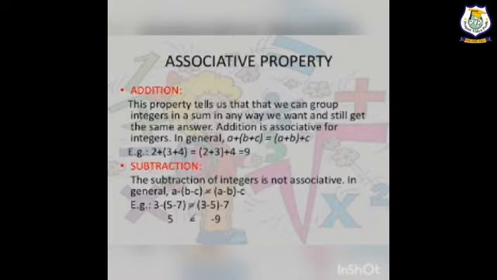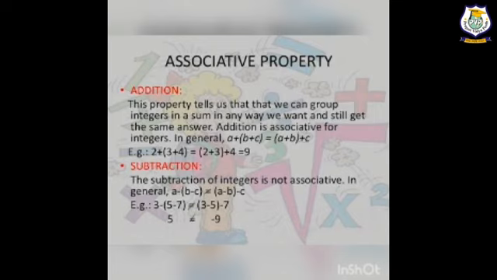Associative property. This property tells us that we can group integers in a sum in any way we want and still get the same answer. Addition is associative for integers. In general, a plus b plus c equals a plus b plus c, with different groupings. Example, 2 plus 3 plus 4 equals 2 plus 3 plus 4, which is equal to 9.